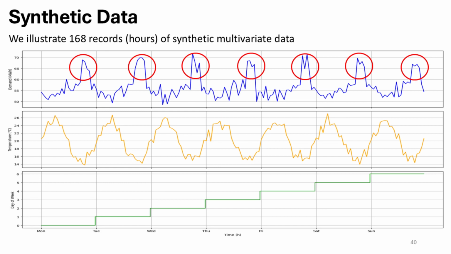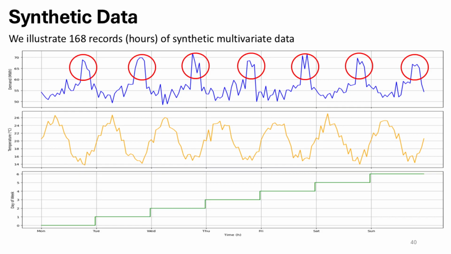Now let's look at the actual data we've generated. This visualization illustrates the 168 hours of synthetic multivariate data that our model will process. By plotting these variables together, we can see the relationships that our machine learning model will eventually exploit for predictions.